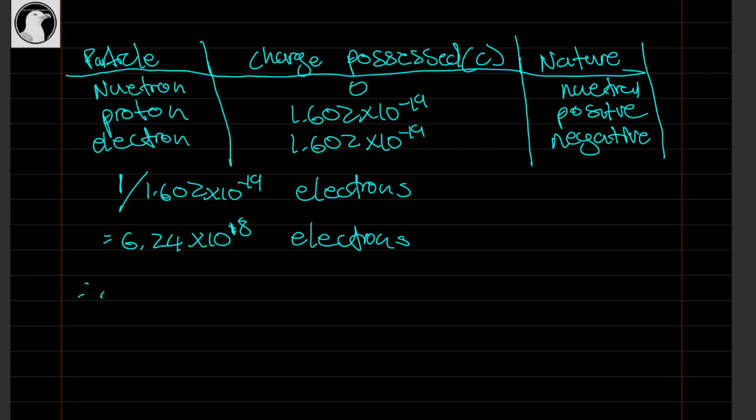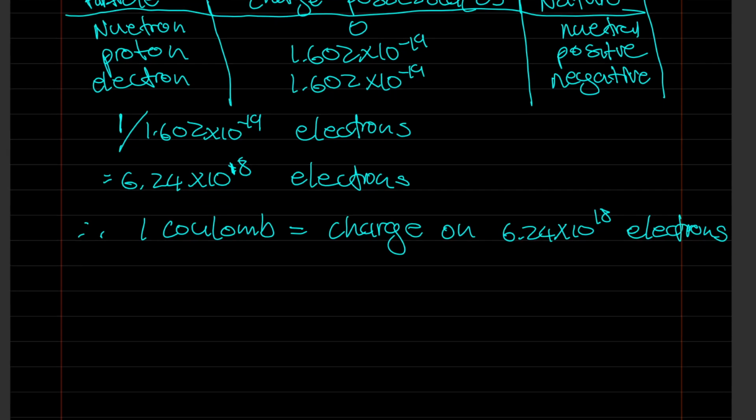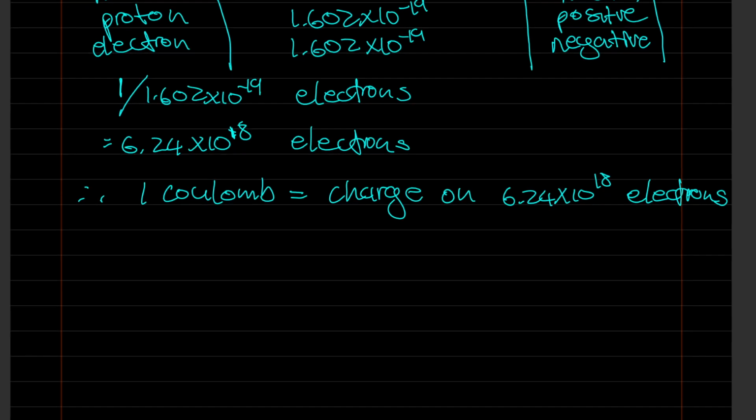Therefore, in conclusion, 1 coulomb of charge is indeed equal to the charge on 6.24 times 10 to the 18th power electrons. Okay.